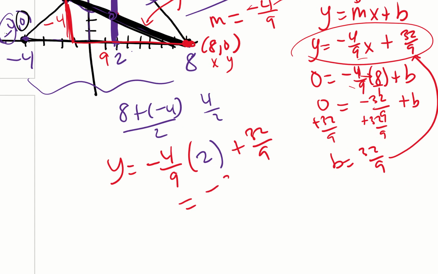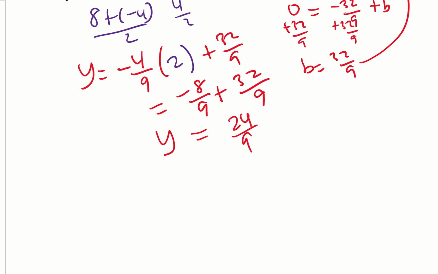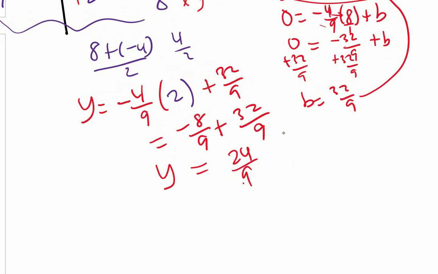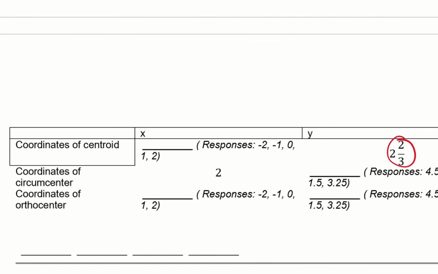So we have here -8 over 9 plus 32 over 9. 32 minus 8 is 24, so this is going to be 24 over 9. All right, so we know y and we know x. x is equal to 2, y equals 24 over 9. 9 goes into 24 2 times. 9 times 2 is 18, with a remainder of 6. And this is the same thing as 2 2/3, right? It's exactly what we found here. And the x value is 2.